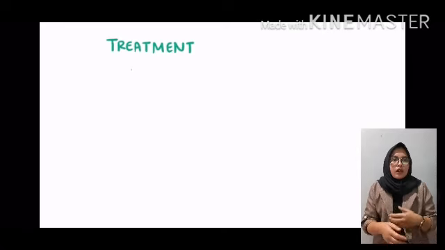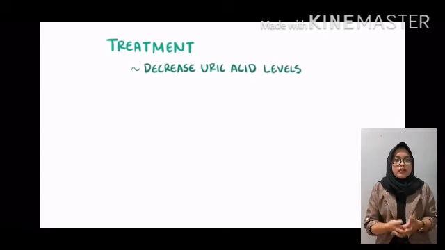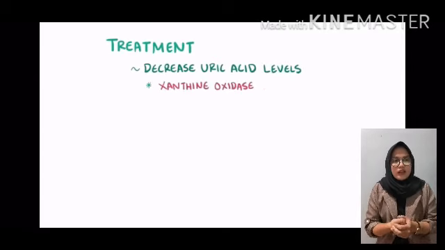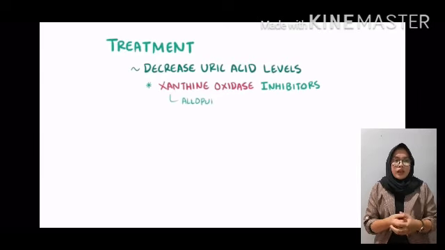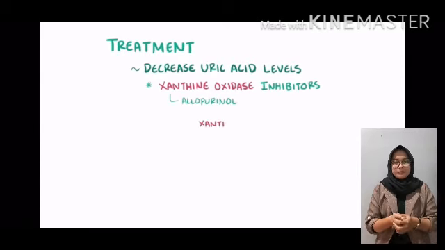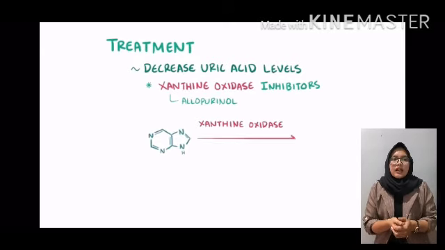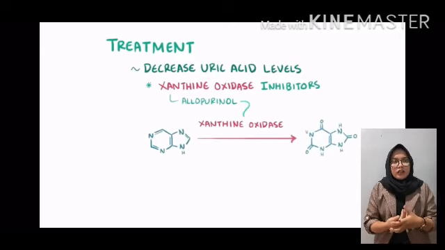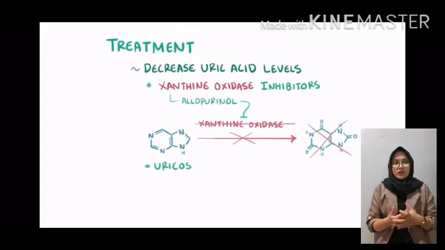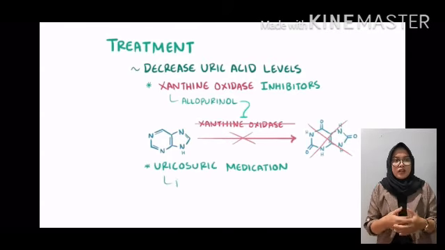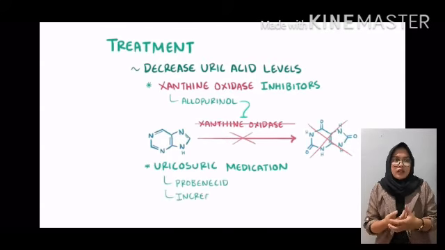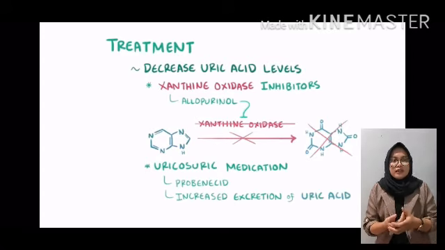There are also medications that help to decrease uric acid levels, which include xanthine oxidase inhibitors like allopurinol. Xanthine oxidase is an enzyme involved in the breakdown of purines. Inhibiting this enzyme results in less uric acid production. Uricosuric medications like probenecid increase excretion of uric acid by the kidneys.